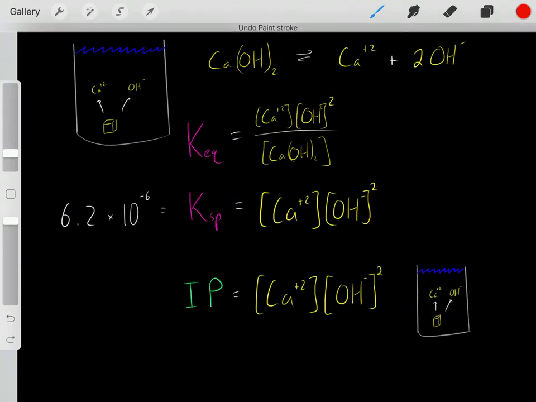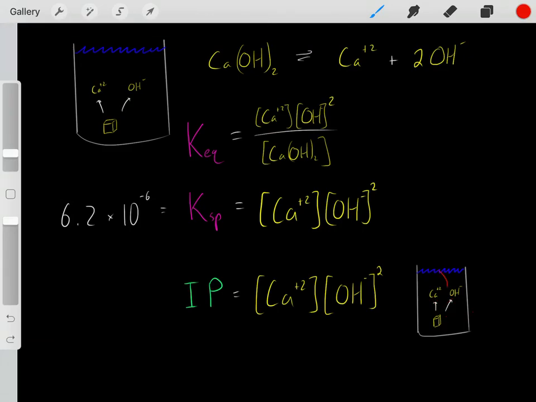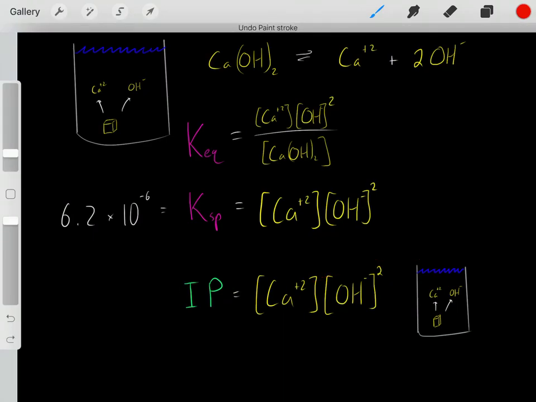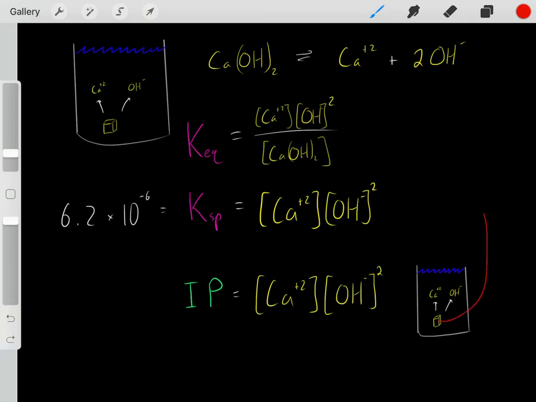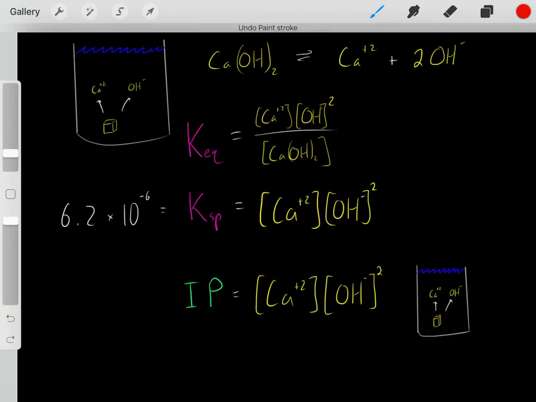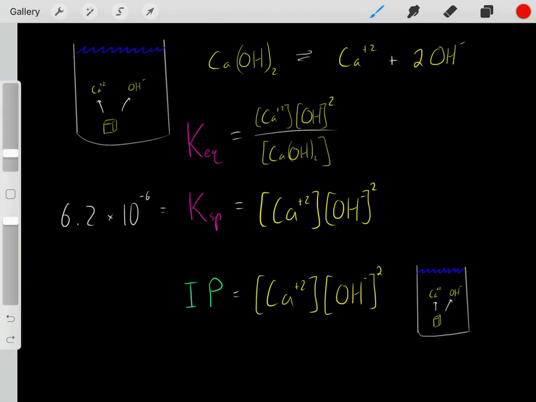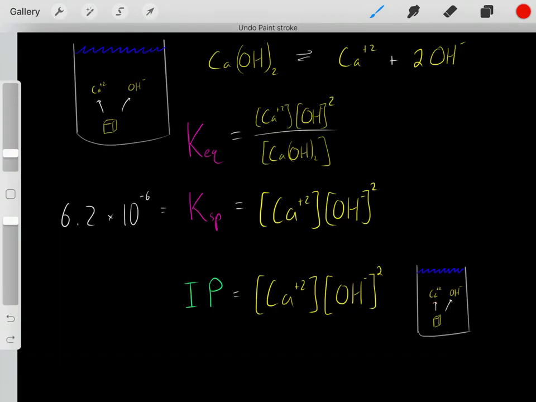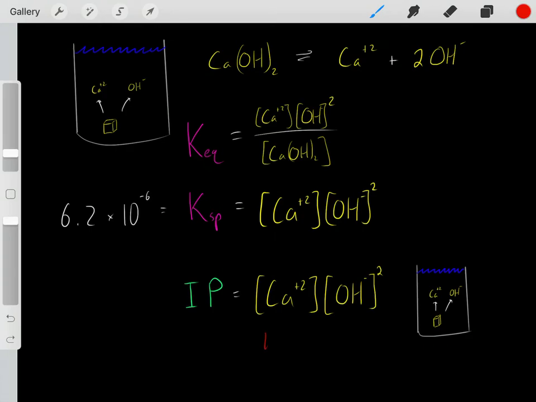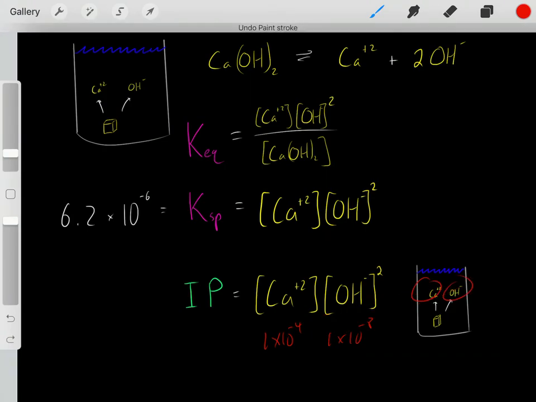However, what if we're not at equilibrium? What if we put in this solid, it starts dissolving, but we haven't reached equilibrium yet? We plug in those concentrations and that gives us our ion product. So let's do an example. Let's say we just put a chunk of this calcium hydroxide in and it starts dissolving. And we wait 1 second. And 1 second later, let's say the concentration of calcium happens to be 1 times 10 to the negative 4. And let's say 1 second later, the concentration of hydroxide happens to be 1 times 10 to the negative 8. So those are our current concentrations. If we take those current concentrations, plug them into this equation, we'll get our ion product. We'll get our reaction quotient.